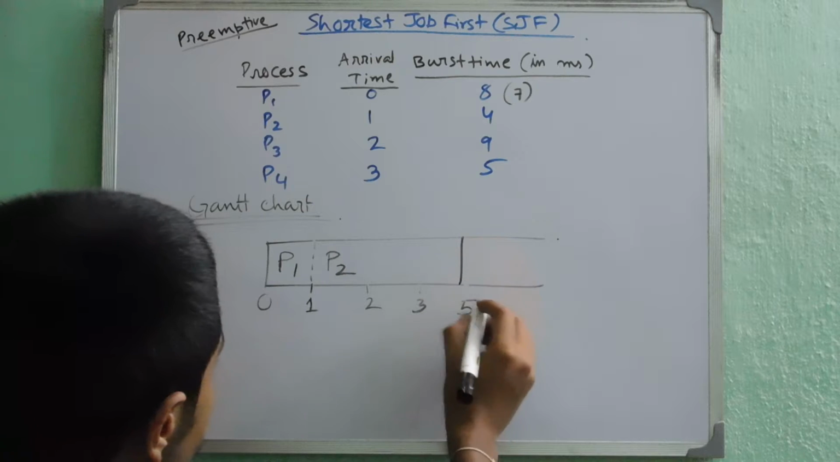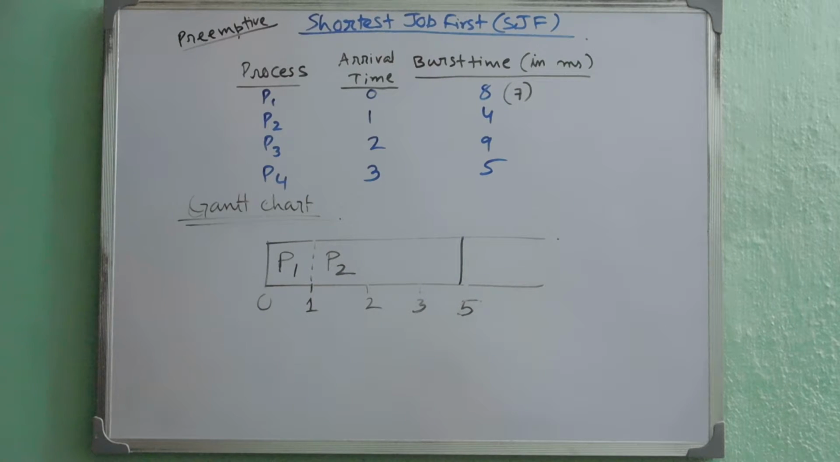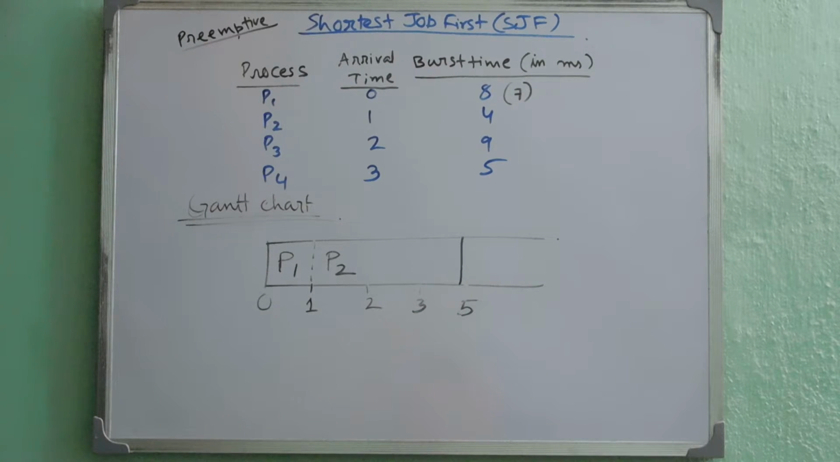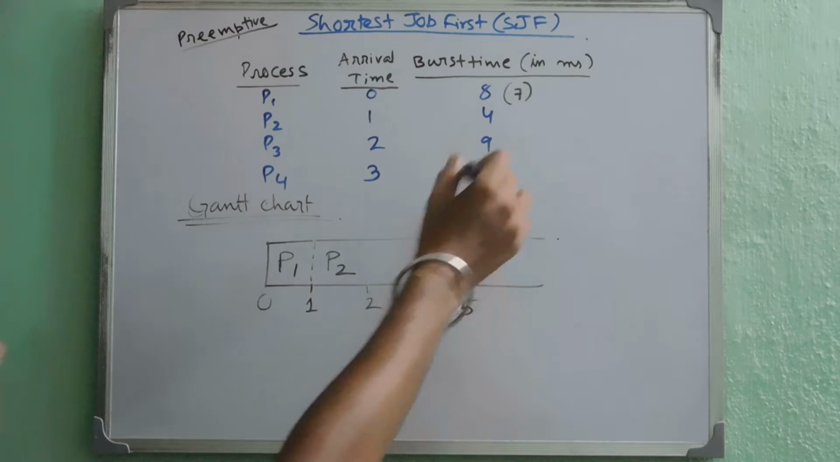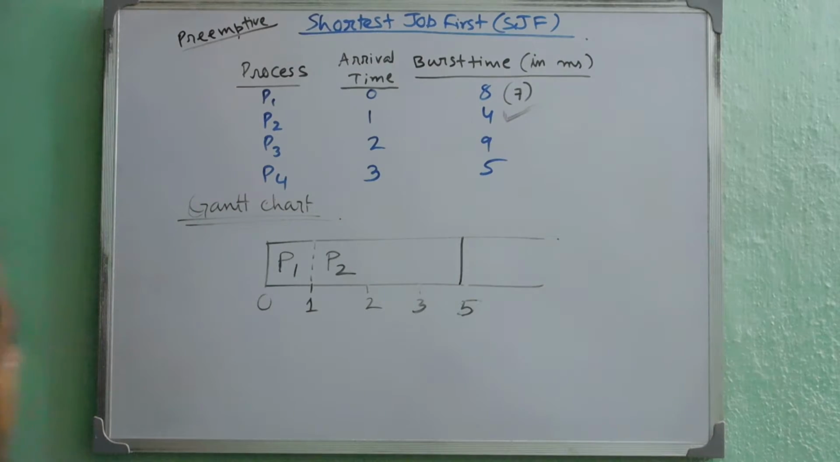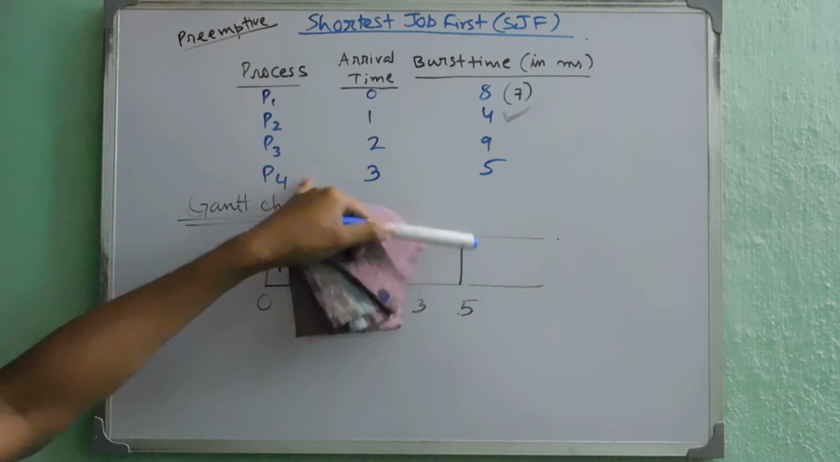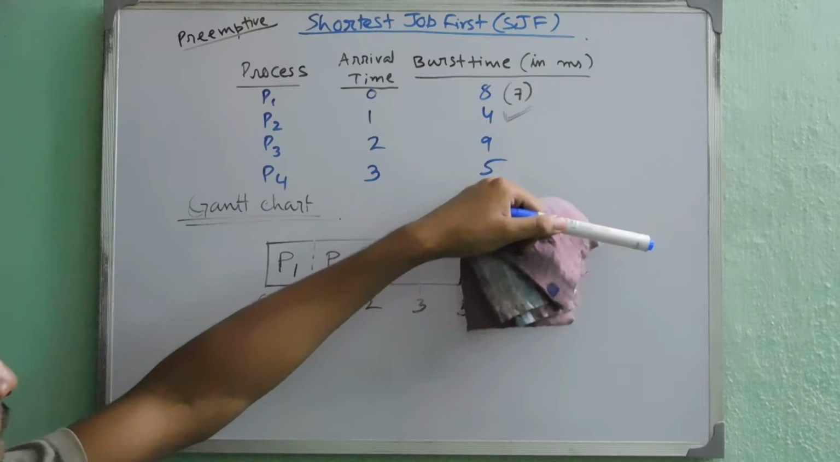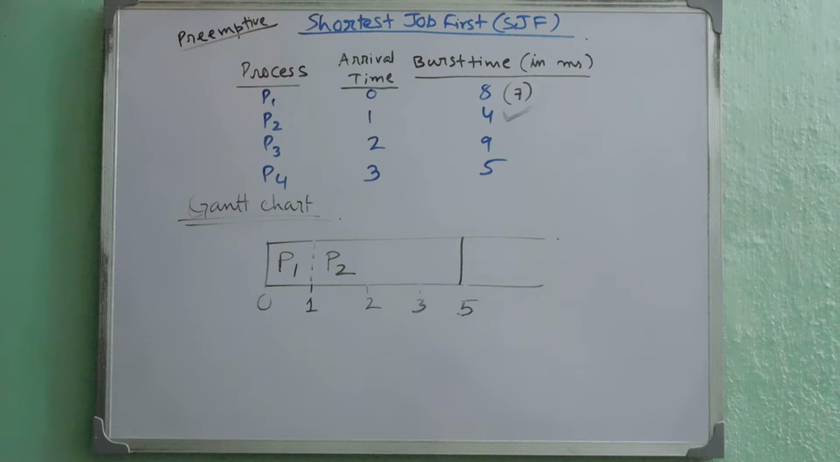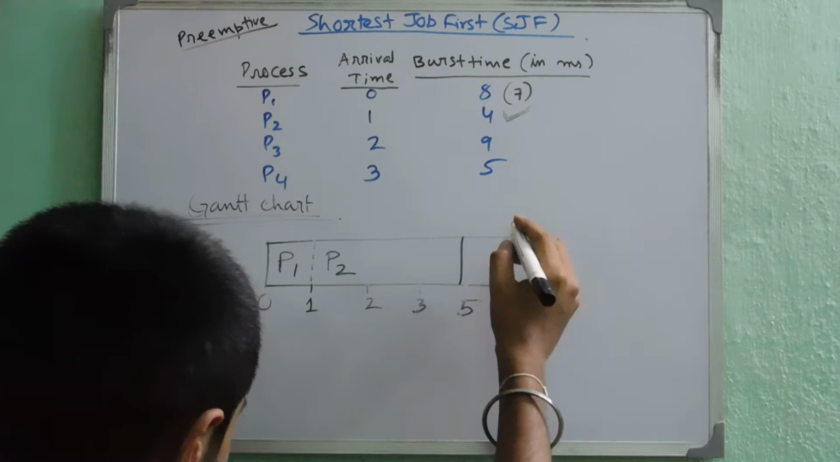At 5, P2 will end. So P2 is completed. Then we will give the CPU control to P4, as it has the smaller time slot. So we will give the control to P4.